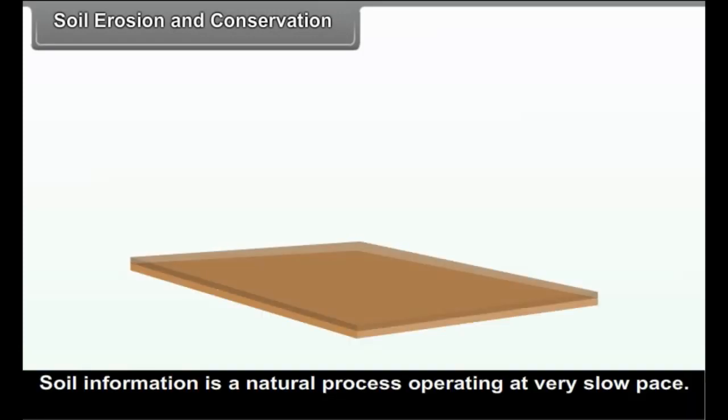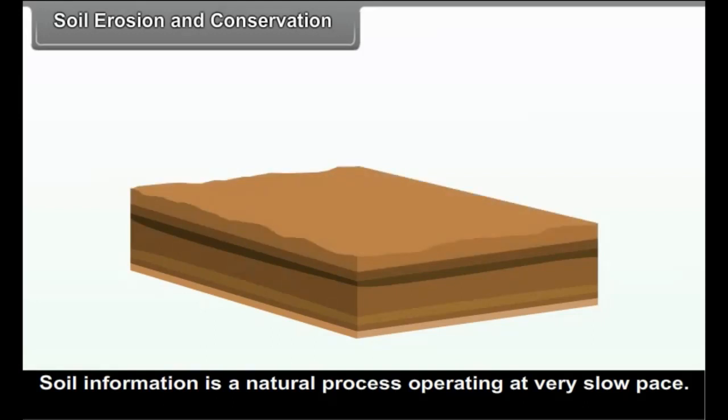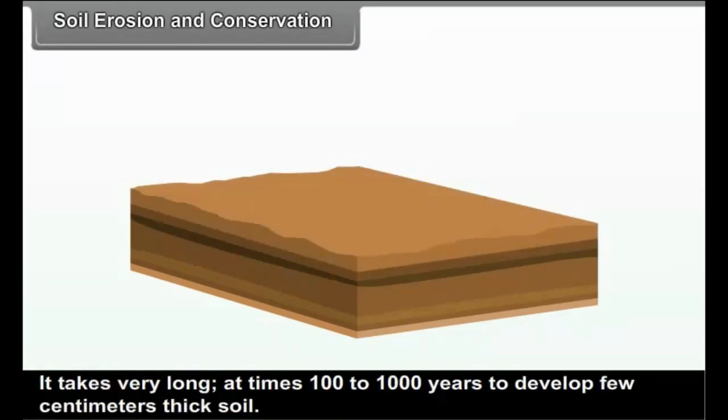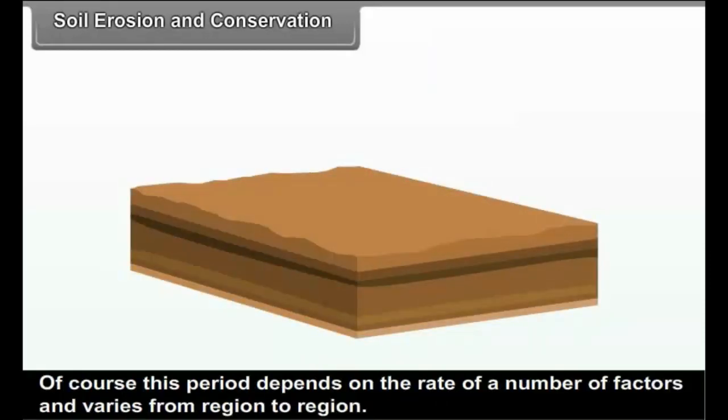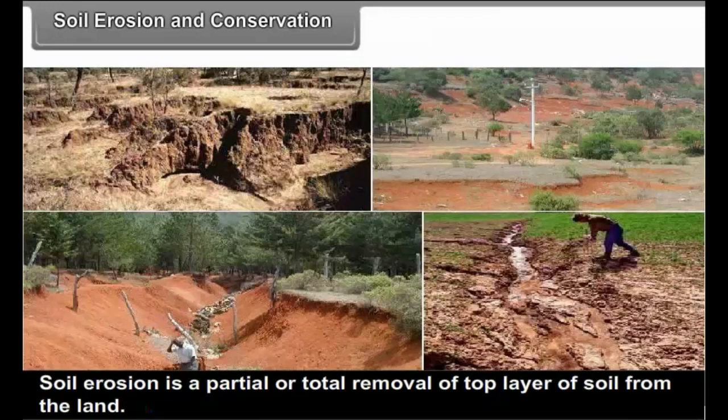Soil erosion and conservation. Soil formation is a natural process operating at a very slow pace. It takes very long, at times 100 to 1000 years, to develop a few centimeters thick soil. Of course, this period depends on the rate of a number of factors and varies from region to region. Soil erosion is a partial or total removal of the top layer of soil from the land.